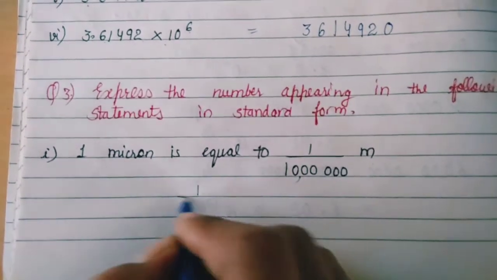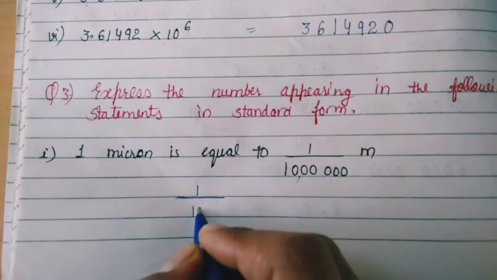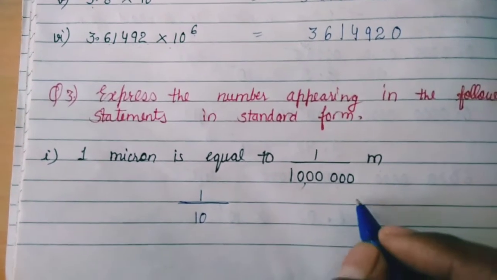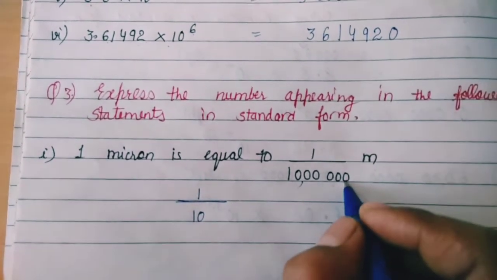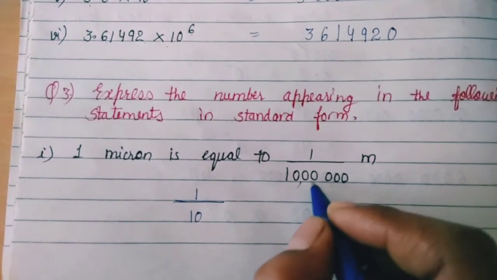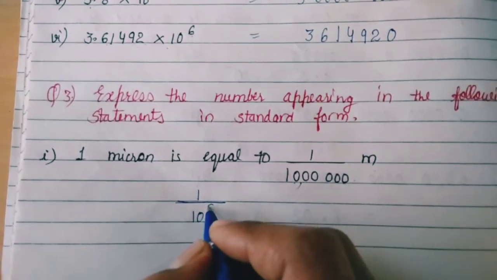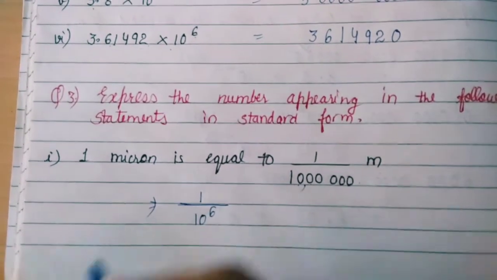So this 10 lakh can be expressed as 10 raised to the power. Whatever the number of zeros, we will count and simply write that as the power. 1, 2, 3, 4, 5, 6. There are 6 zeros here, so we will simply write 10 raised to the power 6.